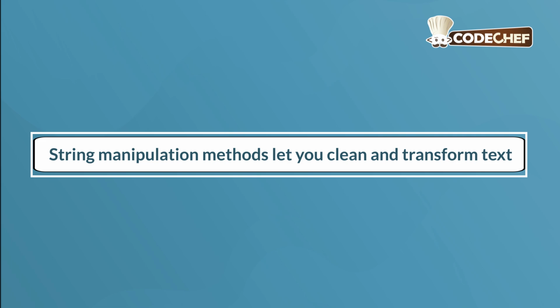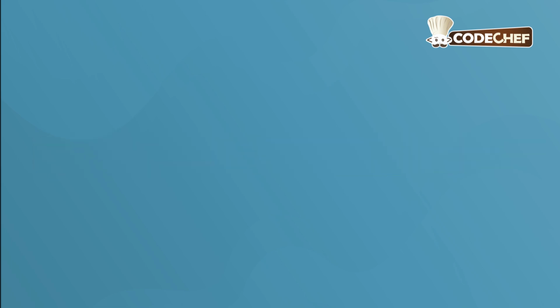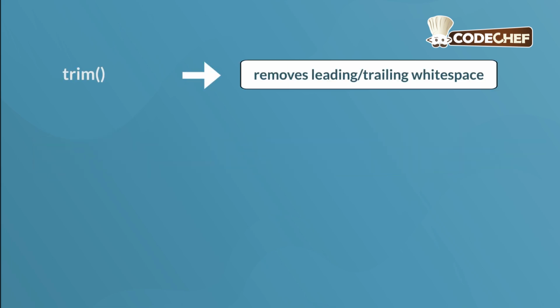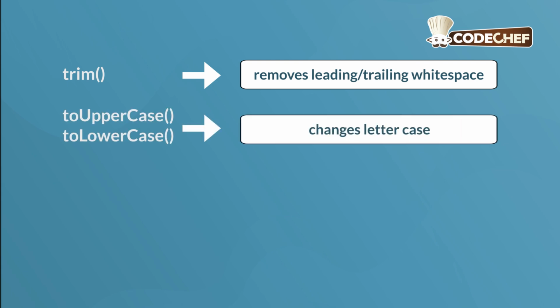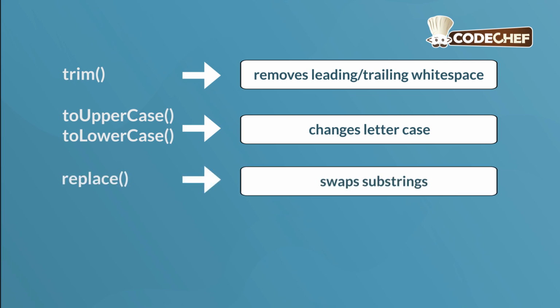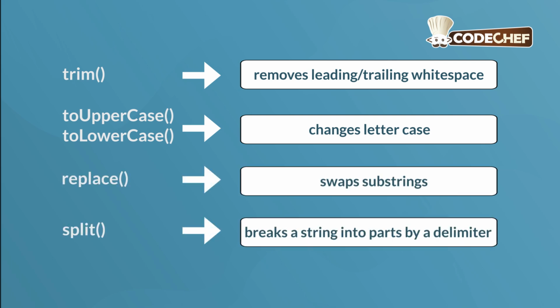But first, let's define them quickly. The trim method removes spaces at the beginning and end of a string. The toUpperCase or toLowerCase methods convert the text to uniform case. The replace method substitutes one substring with another, and split breaks a string into smaller parts based on a pattern or separator, like a comma or space.